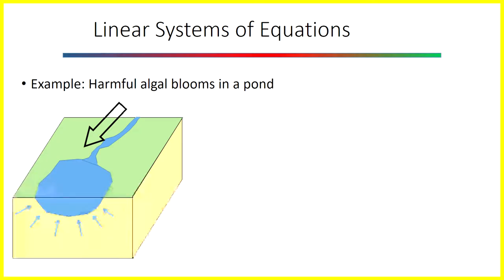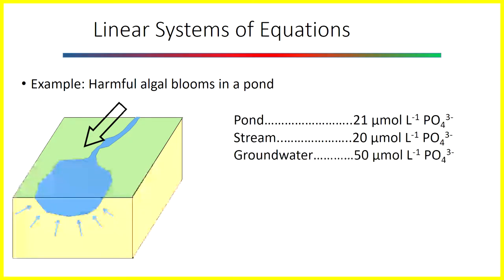If you want to determine who needs to stop polluting your pond, your next step will be to also measure the nutrient concentrations in the groundwater and in the stream as it enters the pond. You find that the stream has a phosphate concentration of 20 micromoles per liter, and the groundwater has a phosphate concentration of 50 micromoles per liter. This is compared to a concentration of phosphate in your pond of 21 micromoles per liter.